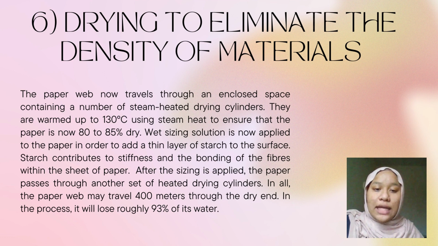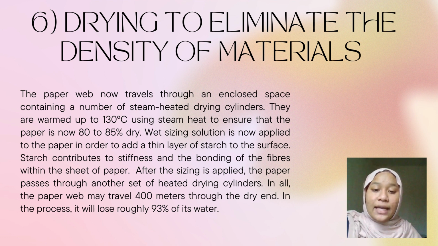Next, drying is done to eliminate the moisture of the materials. The paper web now travels through an enclosed space containing a number of steam-heated drying cylinders. They are warmed up to 130 degrees Celsius using steam heat to ensure that the paper is now 80 to 85% dry. A wet sizing solution is now applied to the paper in order to add a thin layer of starch to the surface. Starch contributes to stiffness and the bonding of the fibers within the sheet of paper.